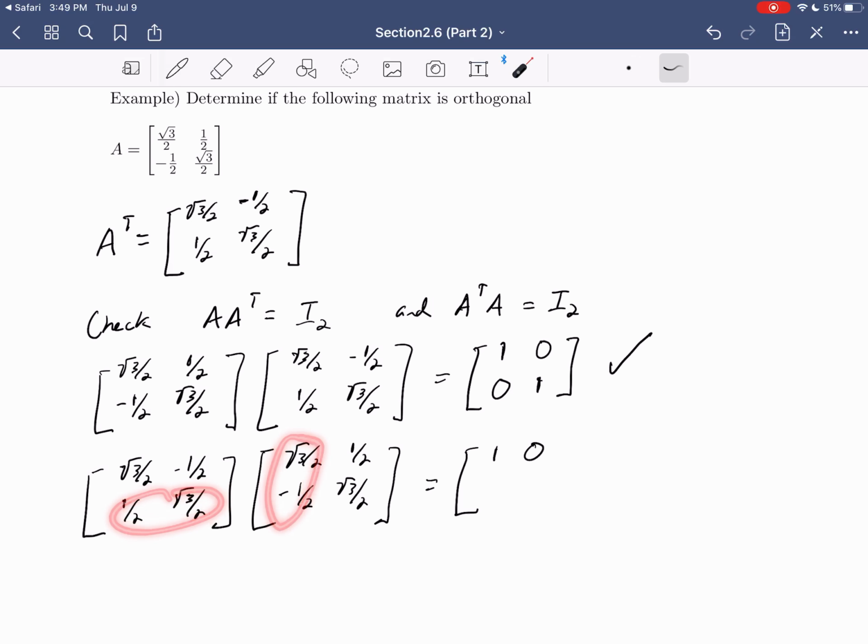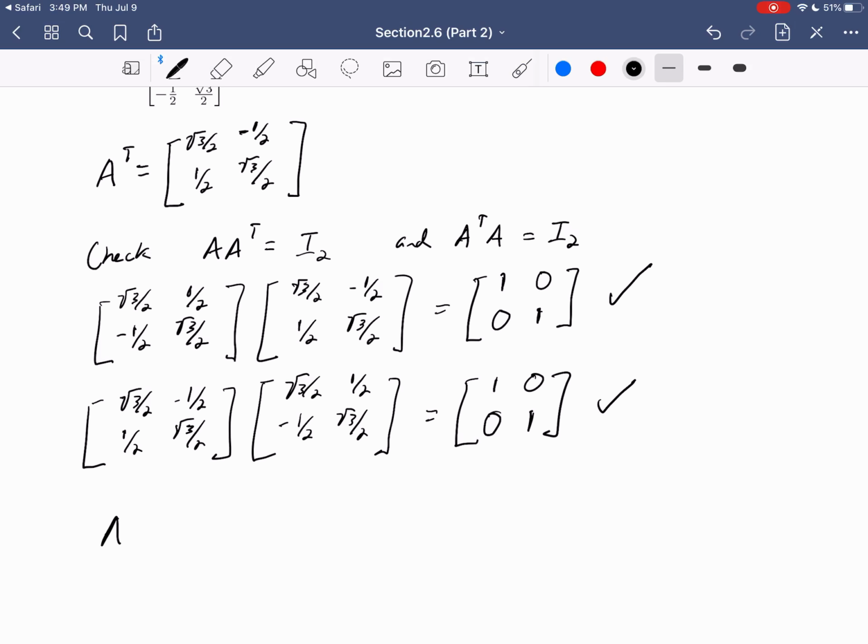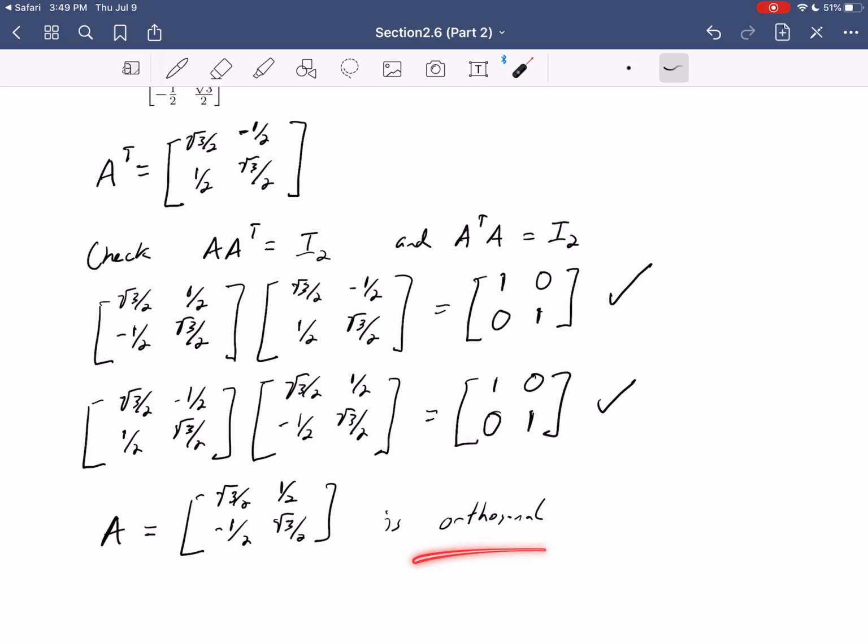This times this, we get root 3 over 4 and negative root 3 over 4. Add those up, we get 0. And then this times this, that's going to give us 1/4 plus 3/4. That is going to be 1. Check. So this would tell us that A equals root 3 over 2, 1/2, negative 1/2, root 3 over 2 is orthogonal. So this is a special sort of designation of a matrix.